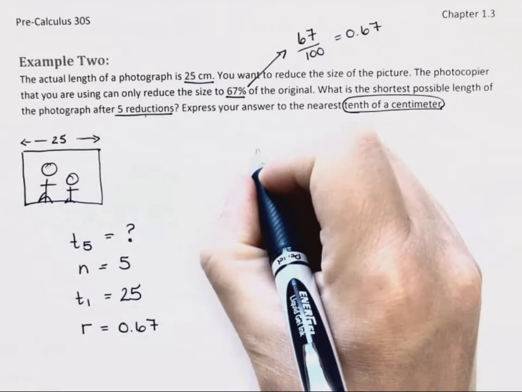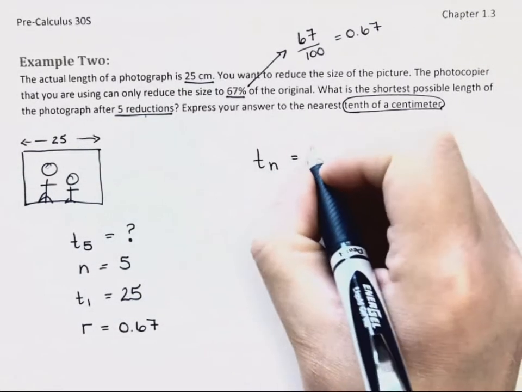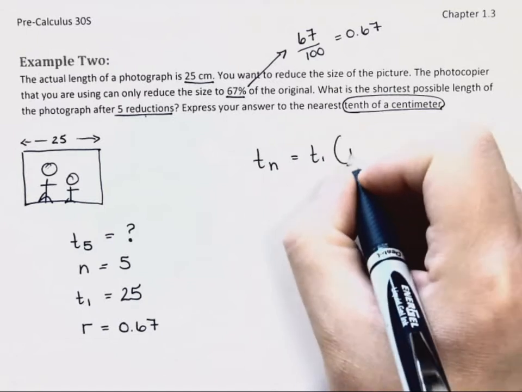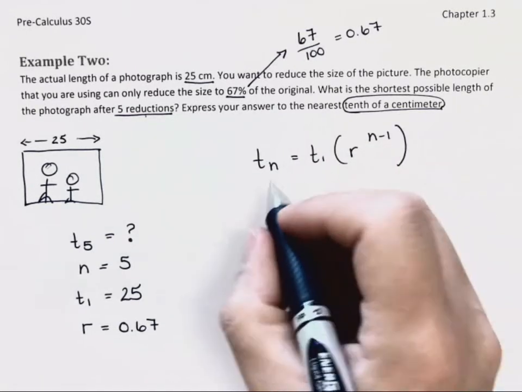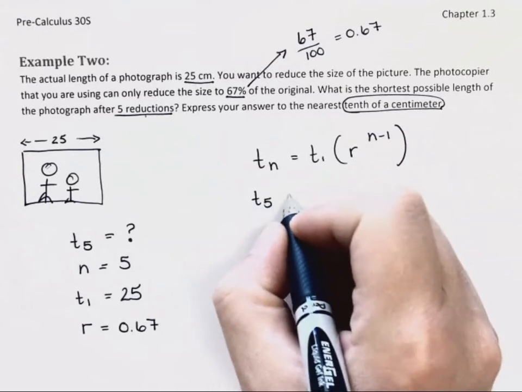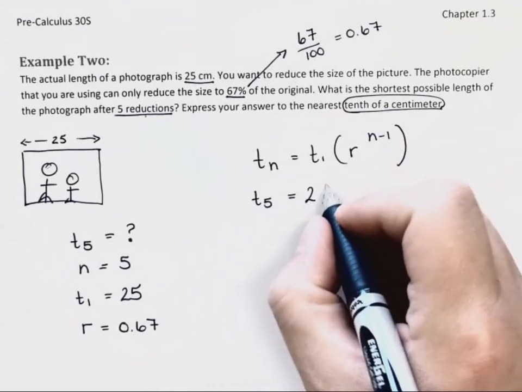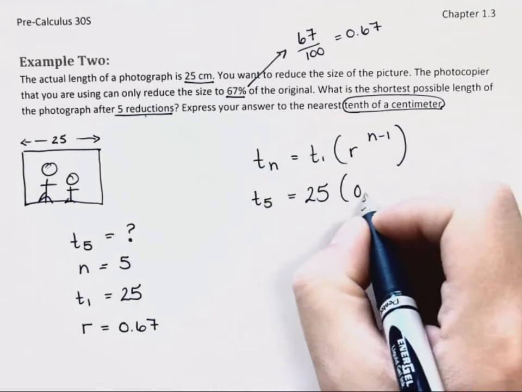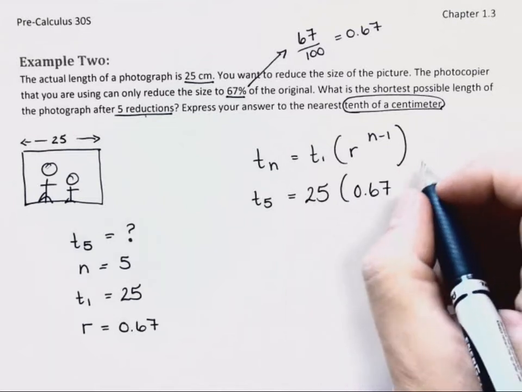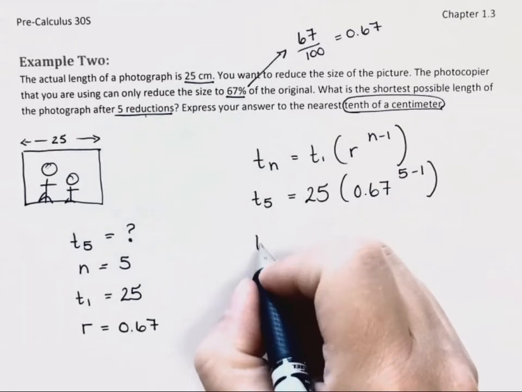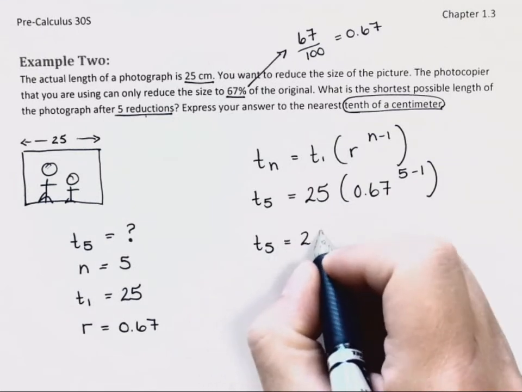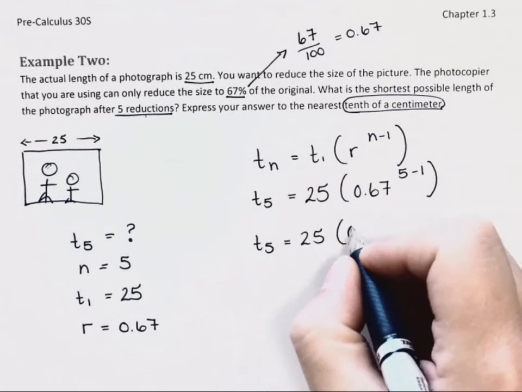So now using our formula, Tn equals T1 times r to the exponent n minus 1. So Tn is what I'm trying to find. I'm trying to find that 5th term. T1 is 25. My common ratio is 0.67. You're like, Scallion, these are terrible numbers. Why did you make us use those? Because you're going to use your handy dandy calculator. I'm not expecting you to do this in your head.